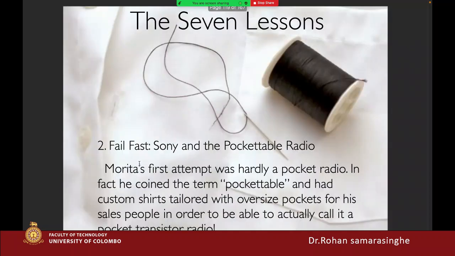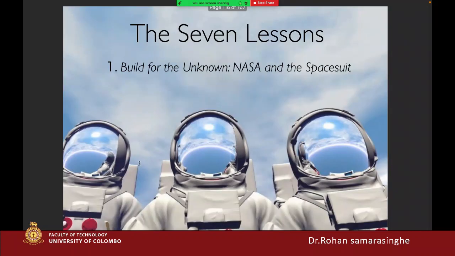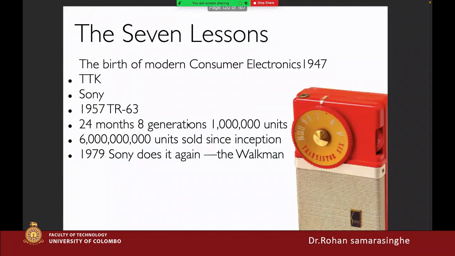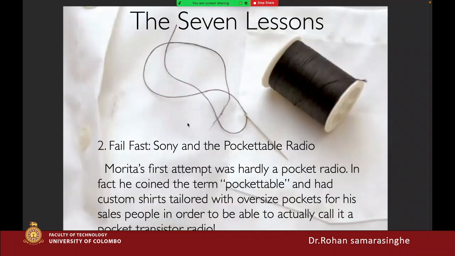So build for the unknowns and do the R&D part. You definitely have to do this R&D part. Sometimes you will not succeed at one time, and you will have to do it several times.